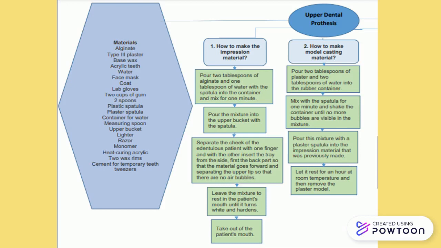How to make the impression material? Put 2 tablespoons of alginate and 1 tablespoon of water with the spatula into the container and mix for 1 minute. Put the mixture into the upper bucket with the spatula.